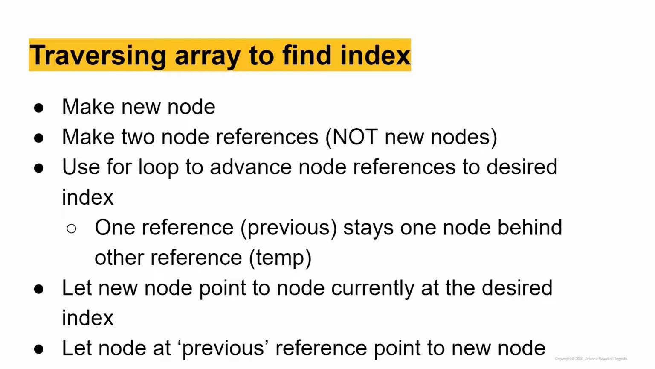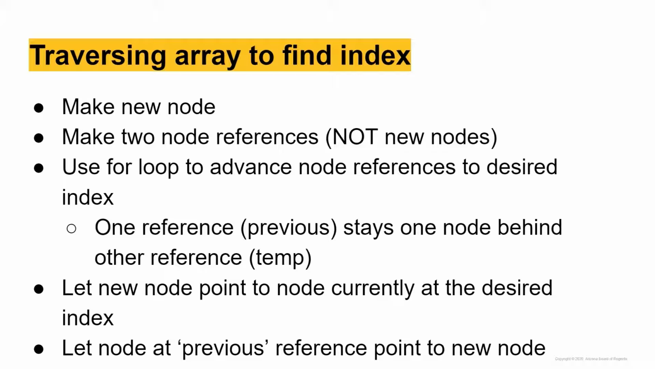So we're going to make a new node, and we're going to make 2 node references, not new nodes, node references. You can call them what you want. There isn't an official name that you have to call them. Generally, one should be like temp or current or something like that, and one should be previous. And that's what I'm going to use in this example. The point of doing this is so that we can crawl these references along our linked list until we find the location where we want to add the new node.